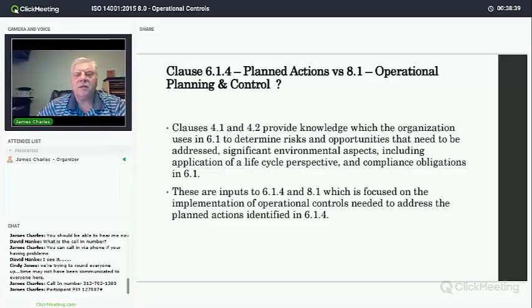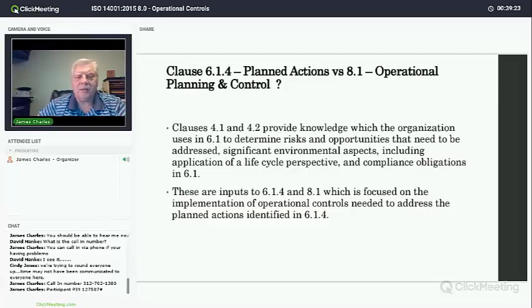I just added this slide today because I was looking at the ISO site. There are two elements that sound relatively similar. 6.1.4 talks about planned actions. 8.1 talks about operational control and planning. If you get a chance to look at 6.1.4, it talks about planning actions for our significant aspects, compliance obligations, and risks and opportunities, which is referenced in 8.1. So is it an operational control or a planned action? I don't know, but they sound very similar to me.